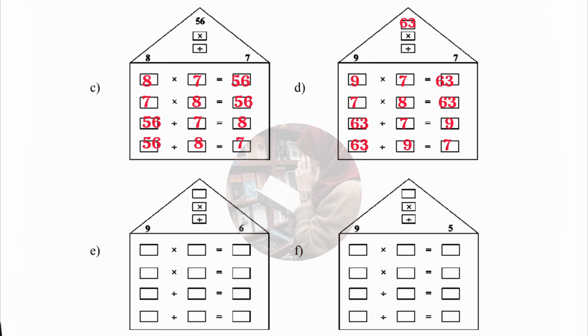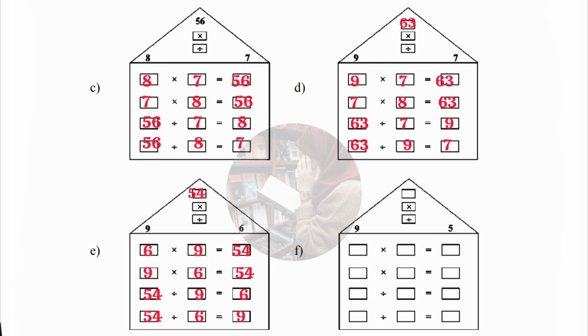Let's move on to the fifth one. Here also two numbers are given, which are 9 and 6. First we'll do the multiplication. 9 sixes are 54. Okay, write down 54. Then we'll play with these three numbers. Okay, let's see. 6 nines are 54. Then 9 sixes are 54. Then 54 divided by 9 is 6. Then 54 divided by 6 is 9.